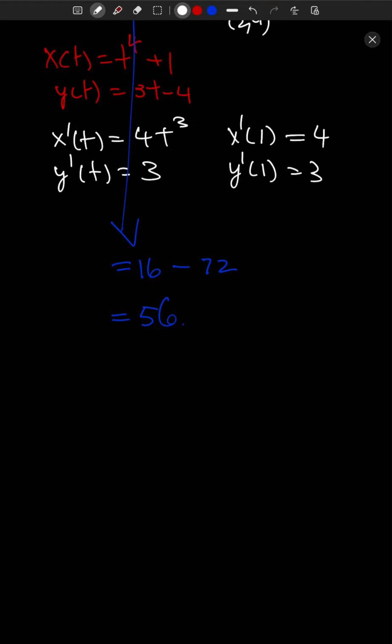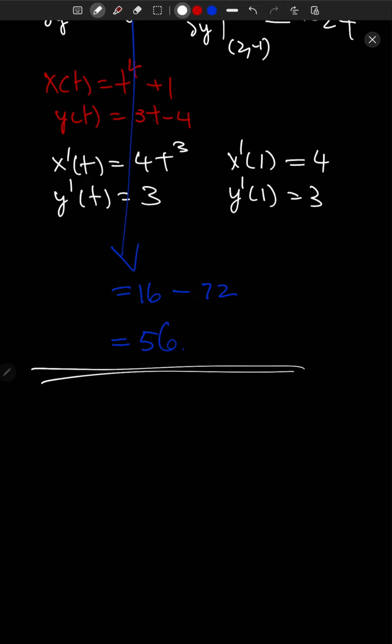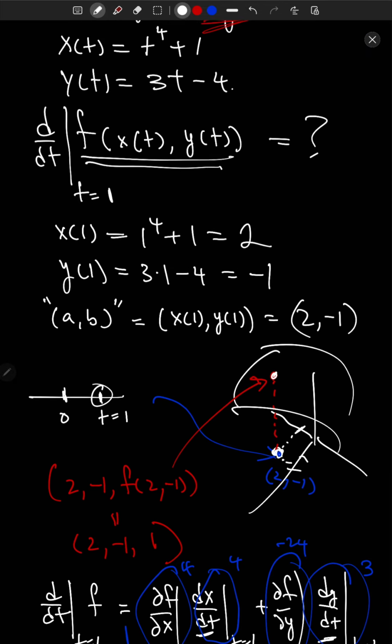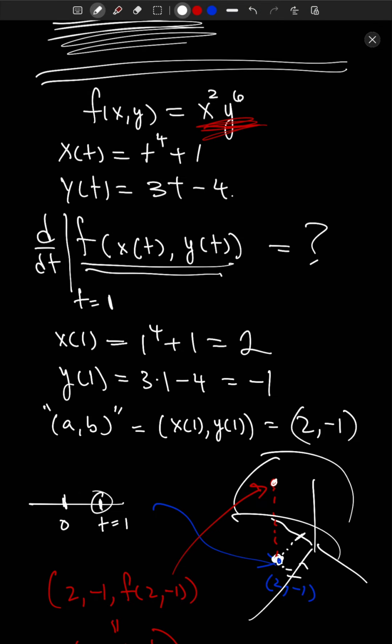One thing you'll notice is our function ultimately is a one variable function because we're doing the composition, but we could actually have computed this in a different way by taking this t to the 4 plus 1, plugging it into x squared. Because if we do the composition, x is t to the 4 plus 1. And 3t minus 4, plug that in for the y to the 6, and that just gives us a single variable function.